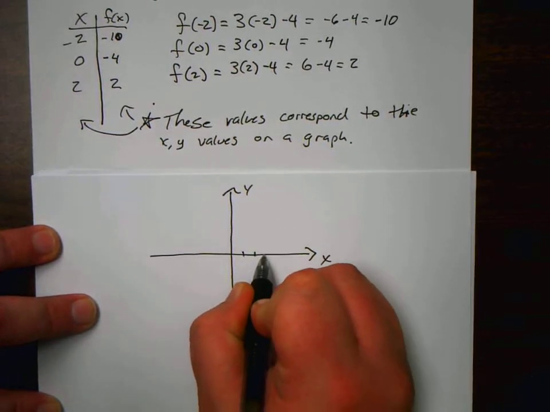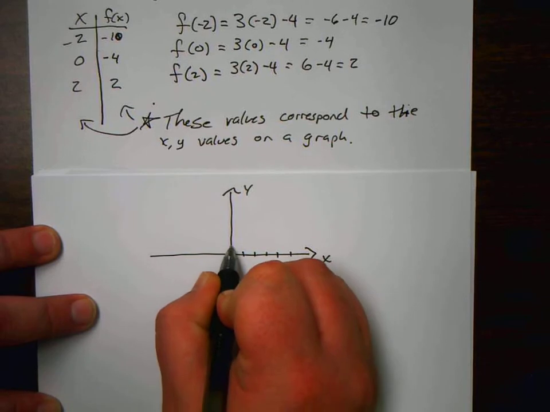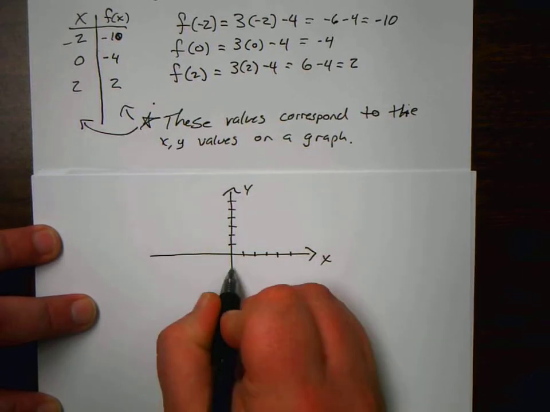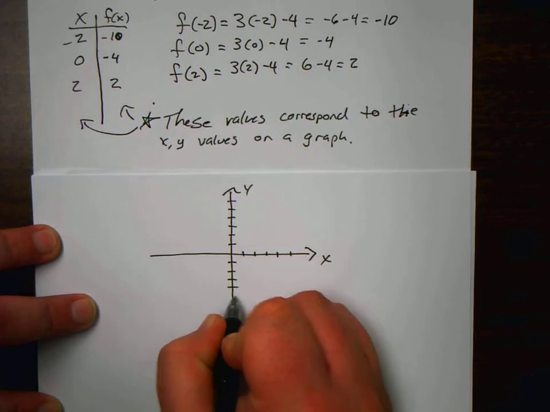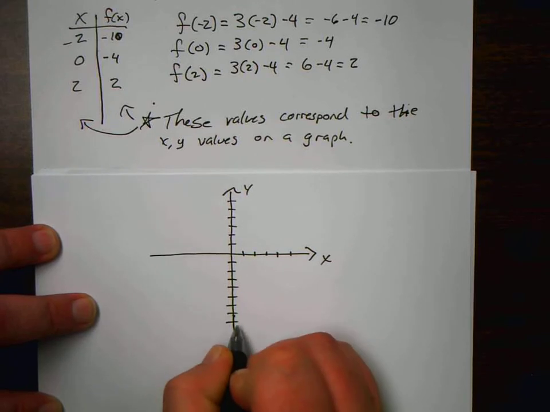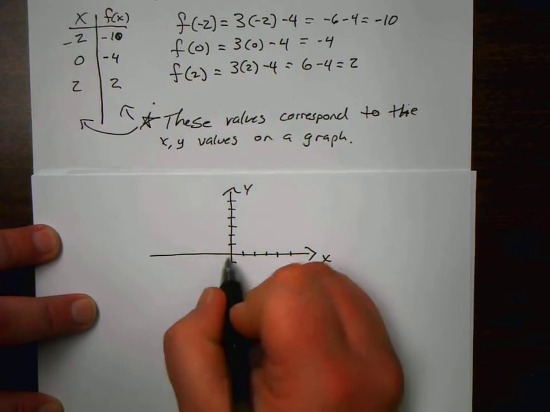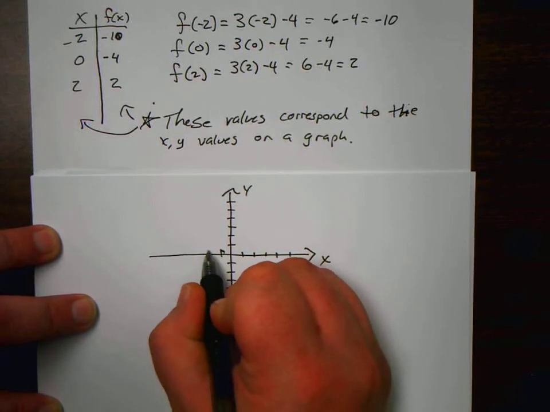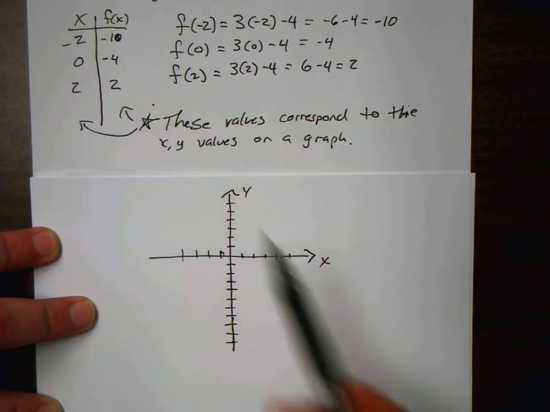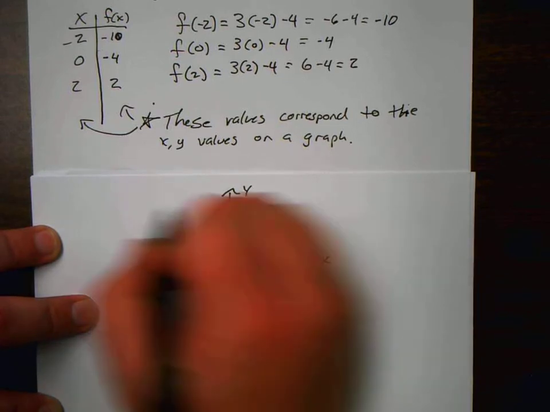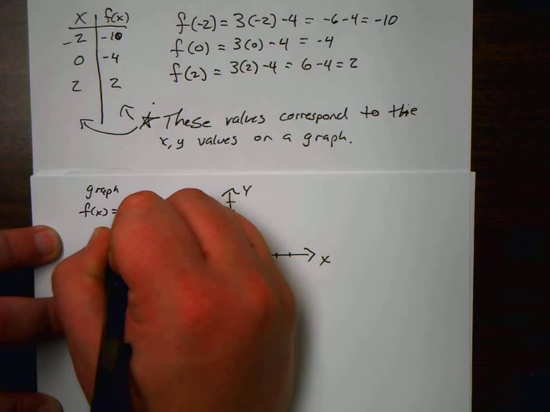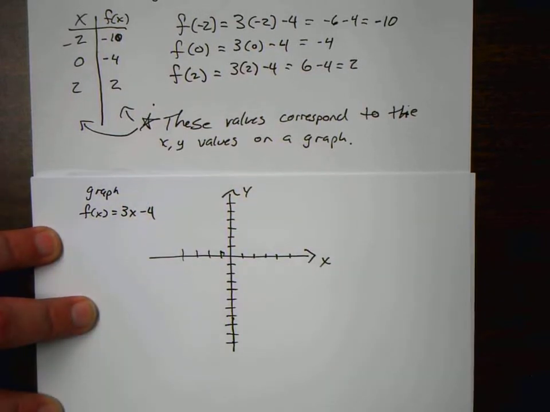So 1, 2, 3, 4, 5, 1, 2, 3, 4, 5, 6, 1, 2, 3, 4, 6, 7, 8, 9, 10. Oh, right here. 1, 2. Okay. All right, so we are graphing f of x equals 3x minus 4.